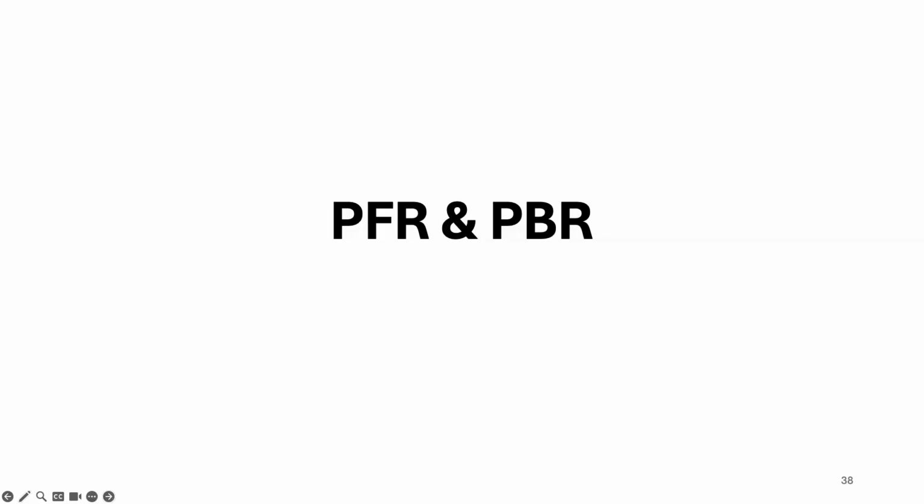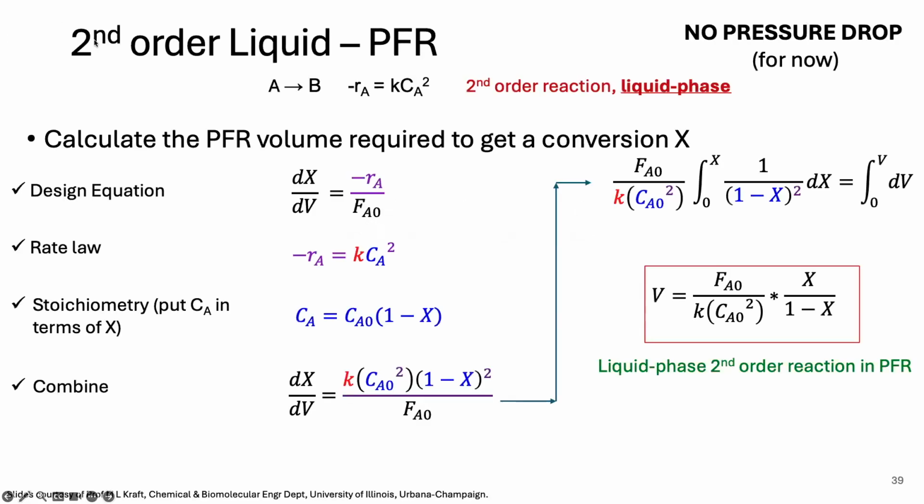All right, let's consider the other type of flow reactor, the PFR, and we'll also see the analogous relationship for the PBR. Here we'll begin by considering a second order reaction. So here's our reaction, A goes to B, where A is our limiting reagent. Here's our rate law. We'll begin, as always, with the design equation, as we've written here for our PFR.